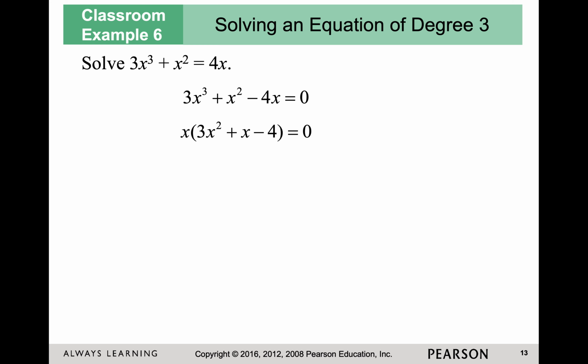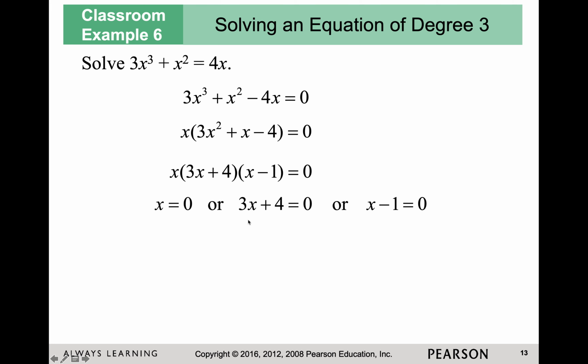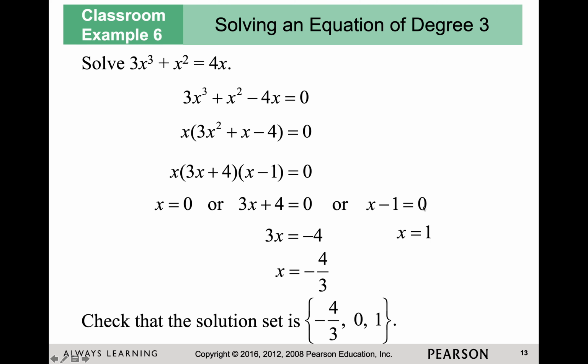Now I have a trinomial. I can do 3 times negative 4 is negative 12. What are the factors of negative 12 that are going to give me a positive x? I can do that whole factoring process, and I get x times (3x plus 4) times (x minus 1). Now the zero factor property means I need to set the x in front equal to 0. I need to set the first parentheses equal to 0. I need to set the second parentheses equal to 0. And I need to solve for x. So I have 3 x-intercepts on this graph, which should make sense because it's a cubic.